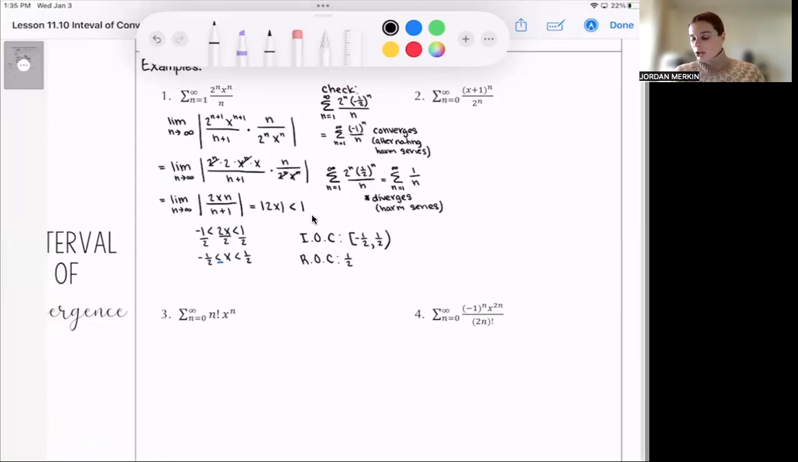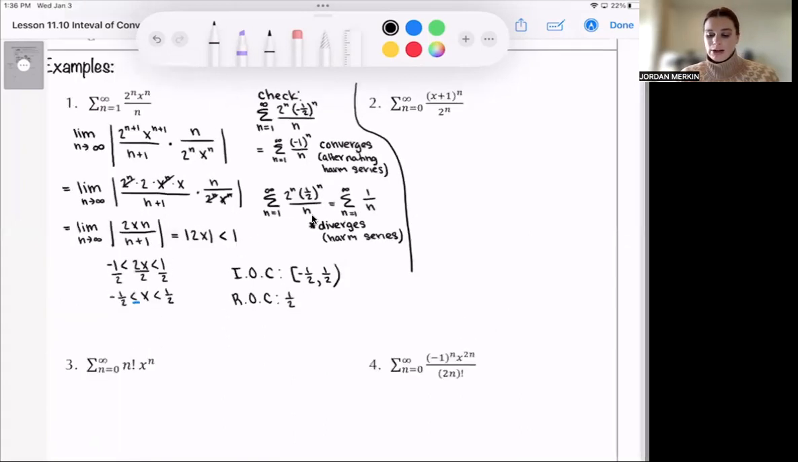And then you can check back with my video. Okay, so let's take a look at number 2. We have the sum from n equals 0 to infinity of (x plus 1) to the nth power over 2 to the n. So remember, what we're going to do first is set up the ratio test. Once we set up the ratio test, we can start looking for our interval of convergence and check those endpoints.